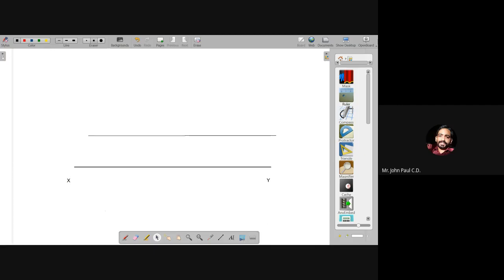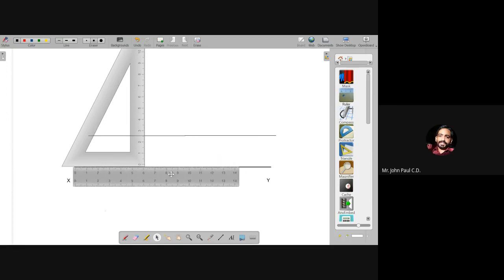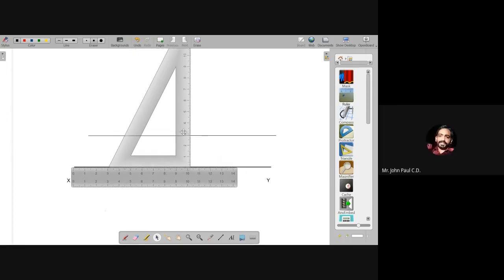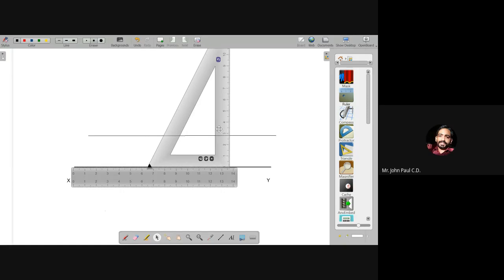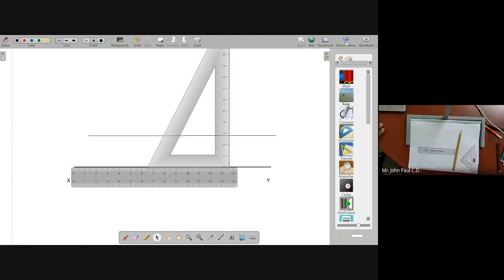Okay, is it clear? And perpendicular is something similar. It can be drawn with a single set square as well as a ruler. You just slide it over, and you will get perpendicular lines. Hope it is clear. Thank you. So I shall switch to this one and I will stop sharing.